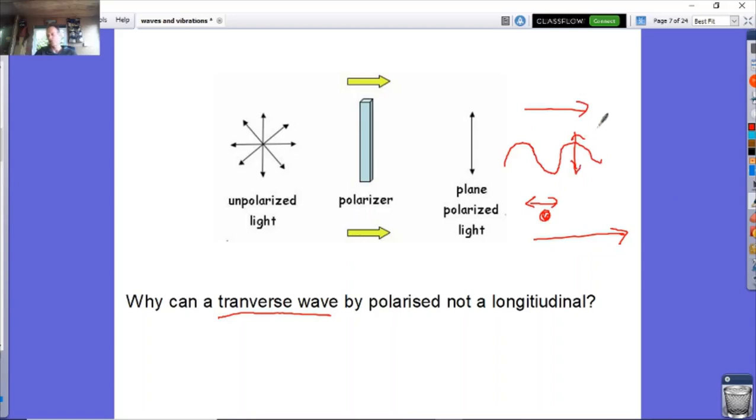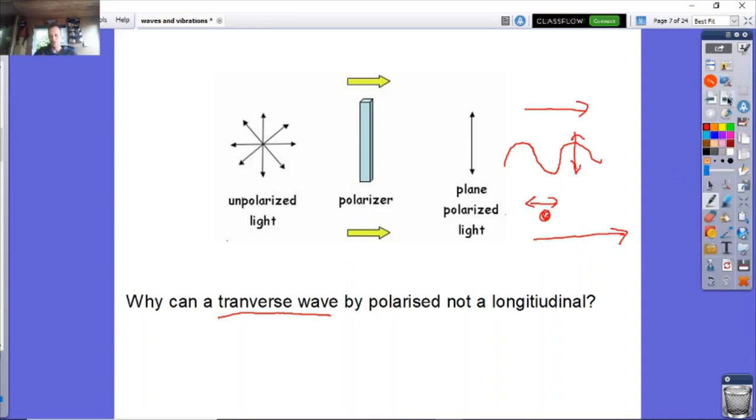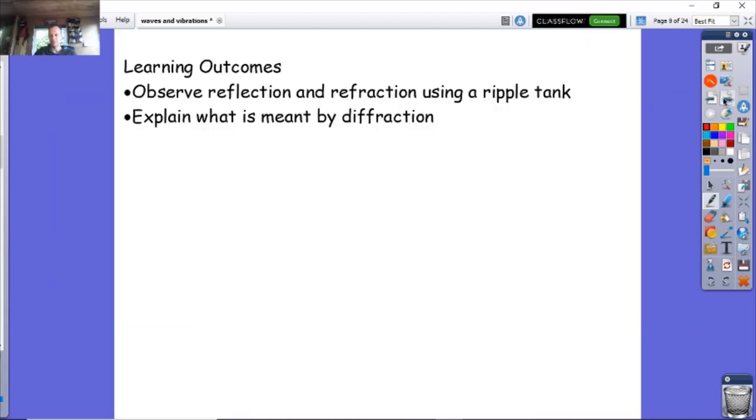In other words, perpendicular. When the particles travel in the same direction as the wave, you're going to block the wave completely. It can't happen. Therefore, you can't polarize longitudinal waves.